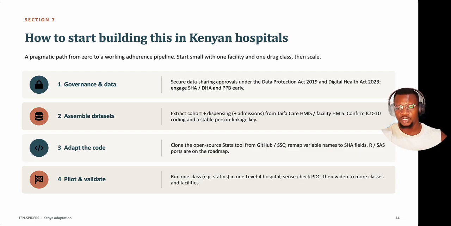Then adapt the code. The code is open source, okay? It's from GitHub. Adapt it. Remap variable names to match the SHA fields, the ones that are used by SHA. Try to match them to the PBS. Then pilot and validate. Of course, we could start with one class, then expand to another and another. Start with maybe, if it's MI, if it's diabetes, just start with one class of drug used in that condition or disease, right?